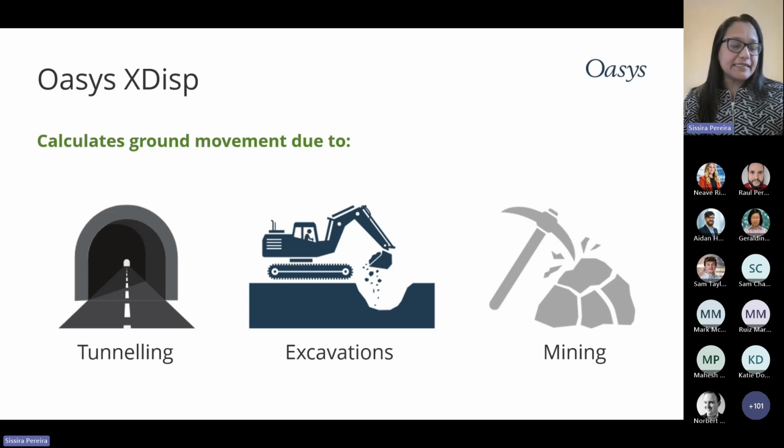Multiple construction stages may be specified. In XDisp, tunnels are specified as cylindrical excavations in soil. The equations used are based on the normal probability or the Gaussian distribution theory. Based on user input parameters, XDisp will generate a settlement profile at the surface or at a specified depth.